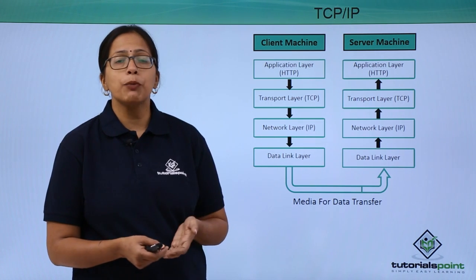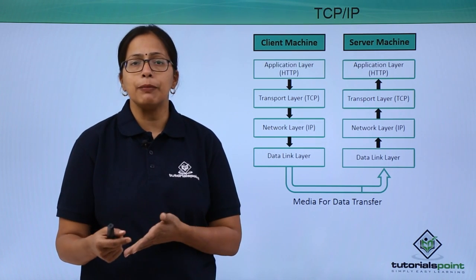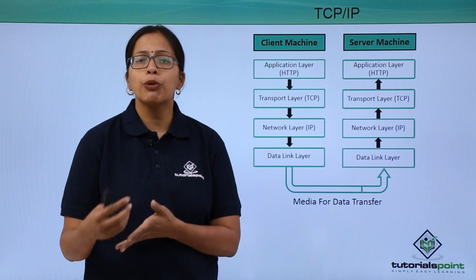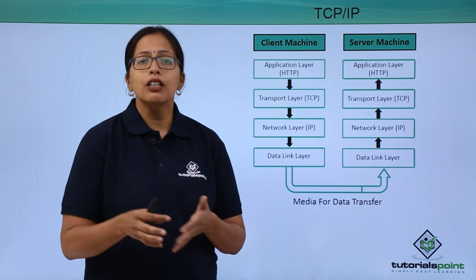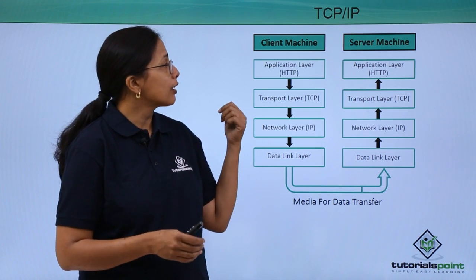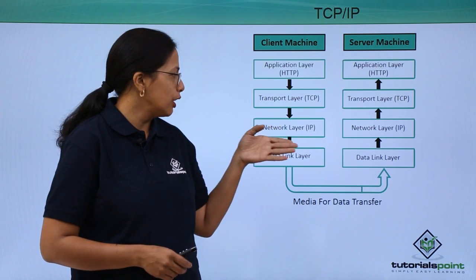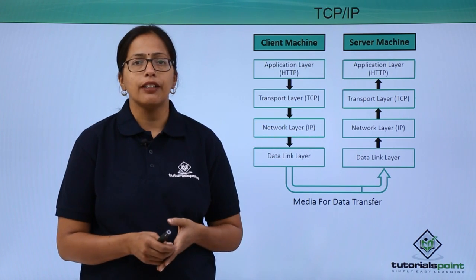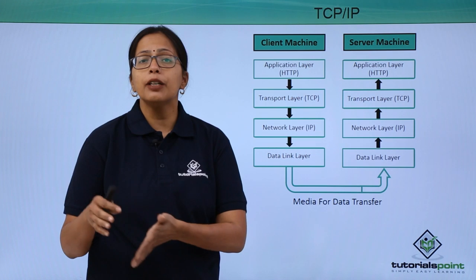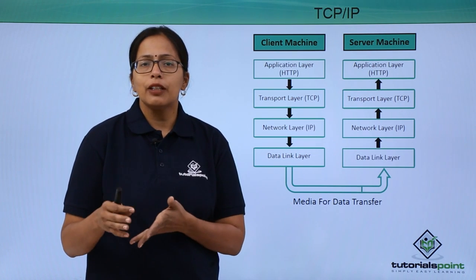Next is the transport layer, which uses TCP, Transmission Control Protocol, to establish the session between the client machine and the server machine. The next is the network layer. Network layer uses Internet Protocol. What happens with Internet Protocol?